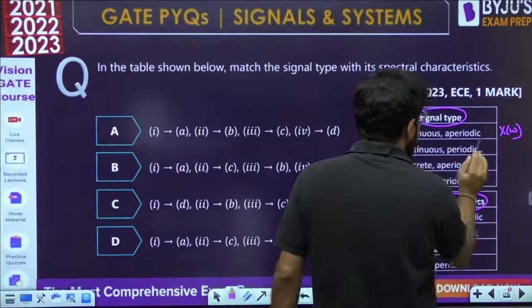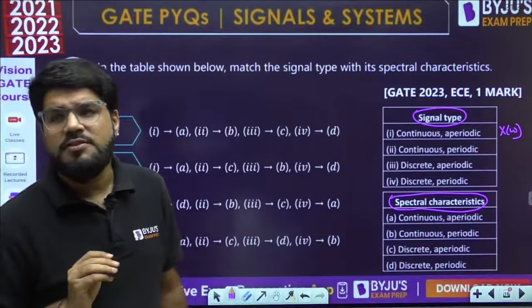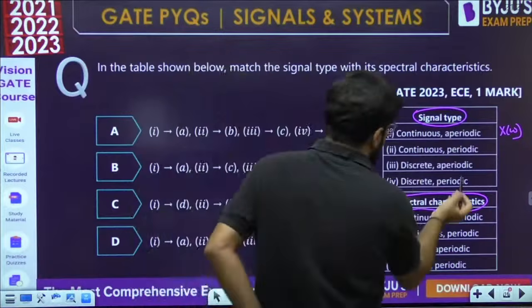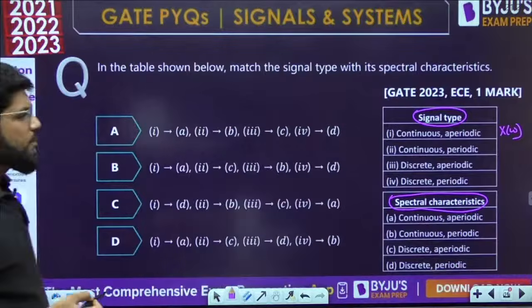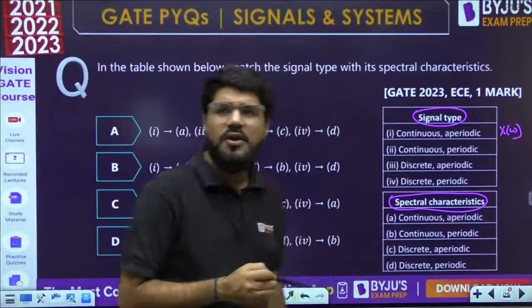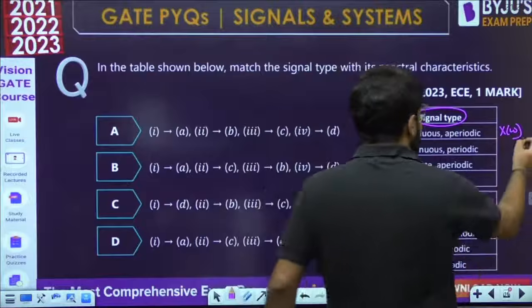Still it is continuous. We will find the Fourier transform. But for the periodic signal, what is the nature of the Fourier transform? देखो यहाँ पे क्या होगा? Okay, continuous and aperiodic के लिए what is it going to be? The Fourier transform will be continuous only. But whether it will be aperiodic or periodic, it is aperiodic. It is continuous and aperiodic.